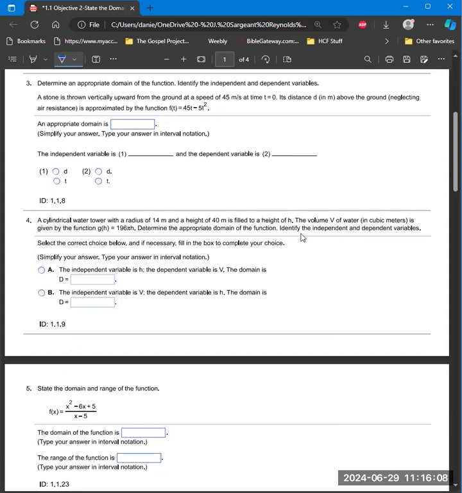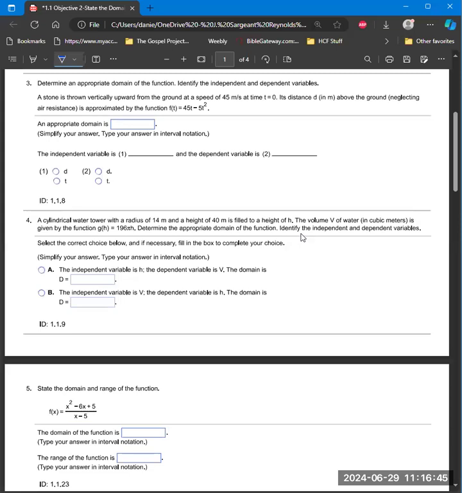Let's determine an appropriate domain of the function given and identify the independent and dependent variables. A stone is thrown vertically upward from the ground at a speed of 45 meters per second at time t equals 0. Its distance d in meters above the ground, neglecting air resistance, is approximated by the function f of t, which would be our d, is equal to 45t minus 5t squared.